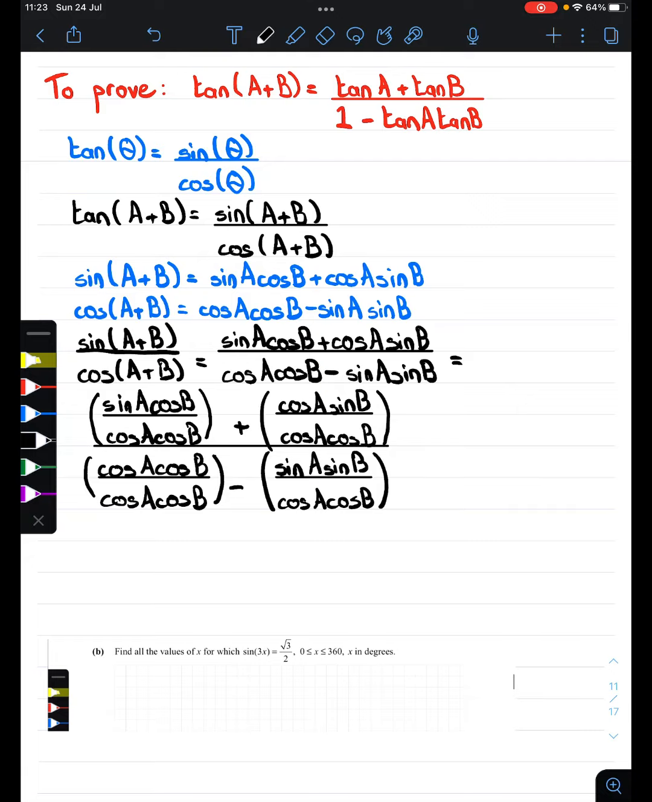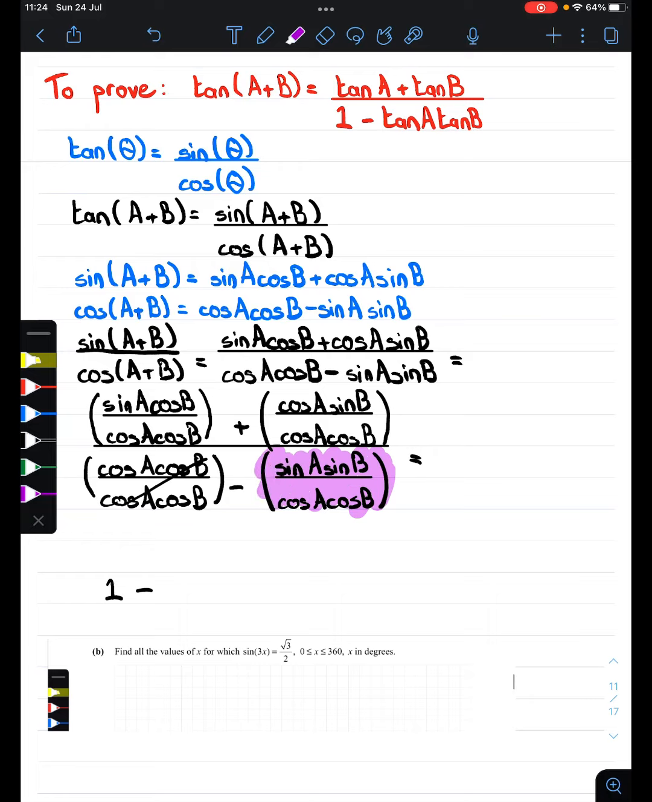Alright, let's see if there's anything we can cancel. Immediately we can rewrite this term as 1, because it's something divided by itself. So let's put a 1 there.